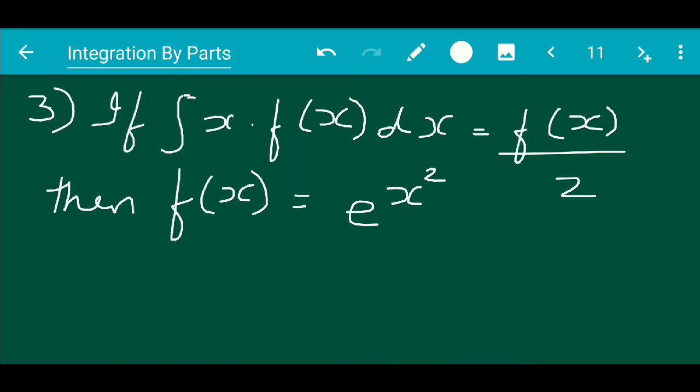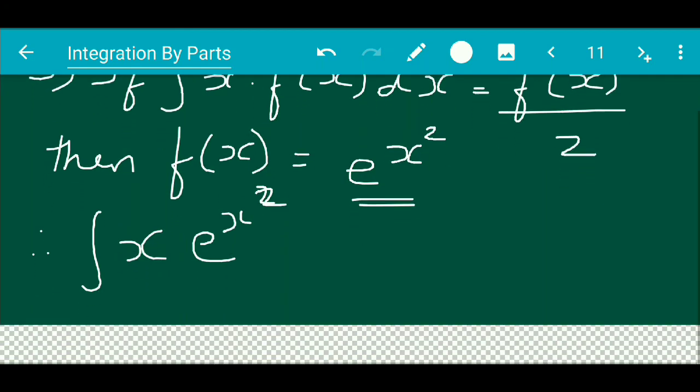The third question, question 3, state true or false, the third question again. If the integral of x into f(x) dx is equal to f(x) upon 2, then f(x) is equal to e raised to x square. Again here the only way to find out is integrating this term, that is x into f(x). Now f(x) is given as e raised to x square, so we can just check whether upon putting this we get the correct answer. So we put f(x) over here in the question as e raised to x square, and in this case we substitute in this way.